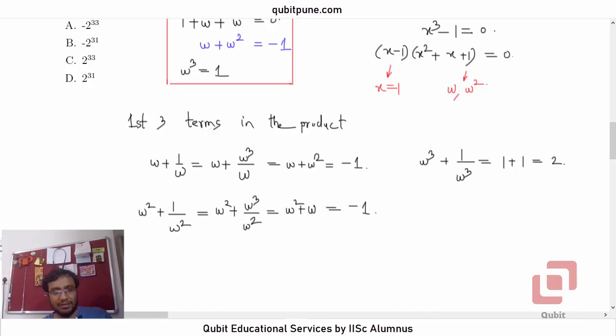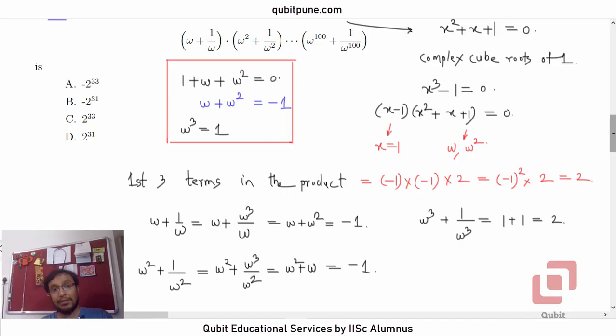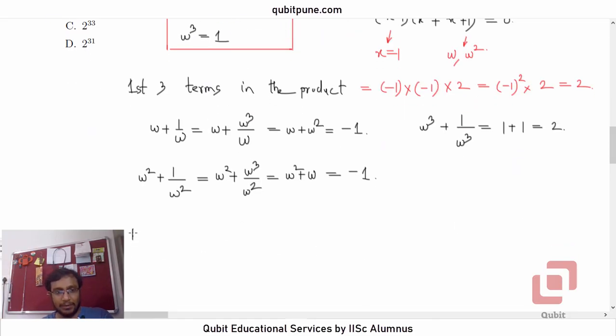So the first three terms in the product, what is their value? Negative 1 into negative 1 into 2. So negative 1 squared into 2, or just 2. Now that's important, because now suppose we take the next three terms, what will they be?